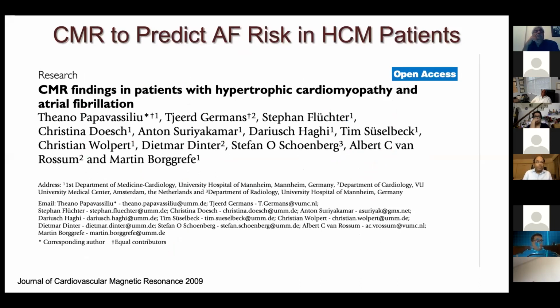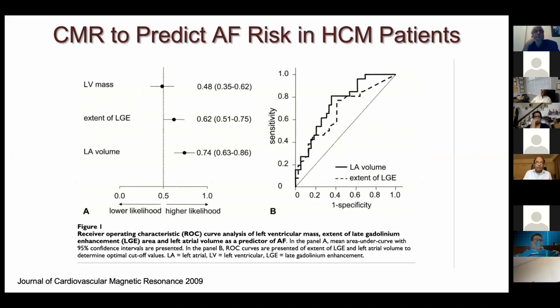I'll show this paper, which is based on cardiac MR findings in patients with hypertrophic cardiomyopathy and atrial fibrillation. They used different criteria to find out the AF risk in hypertrophic cardiomyopathy. This is the ROC curve, and they found that the area under the curve was only 0.48 with the LV mass. So that was not a predictor, because that becomes a random classifier. Anything at 0.5 is a random classifier, and anything below that is a reverse classifier.